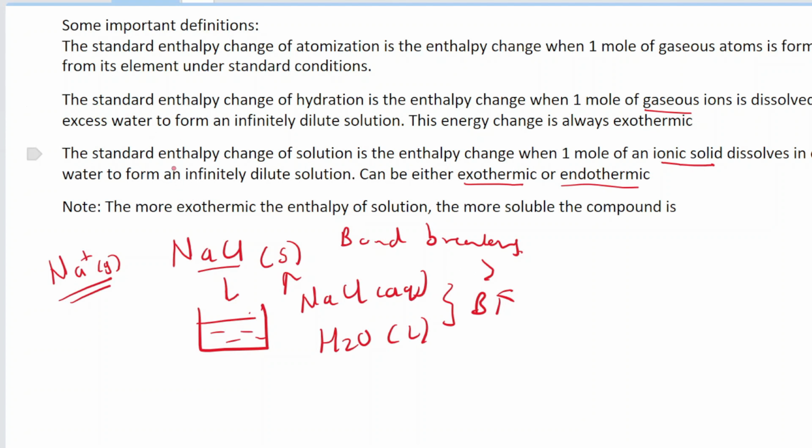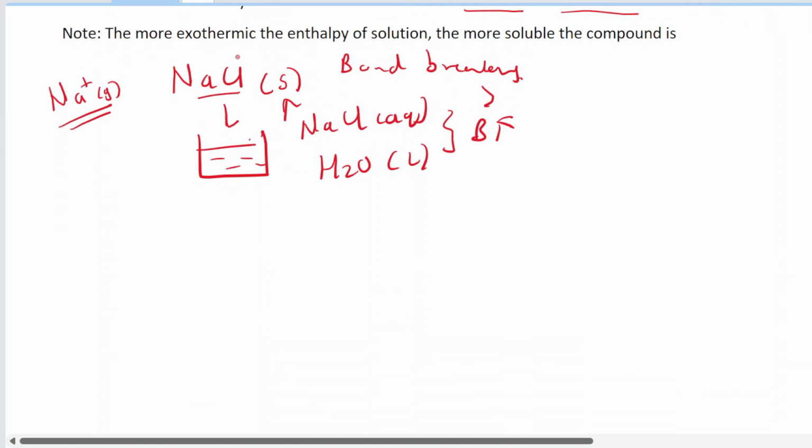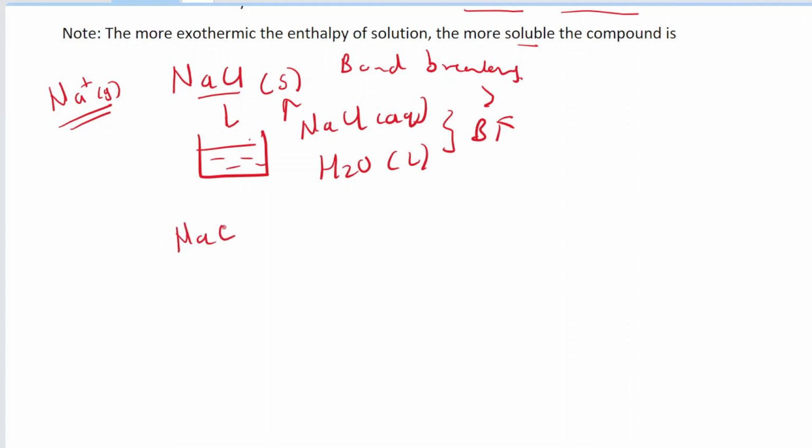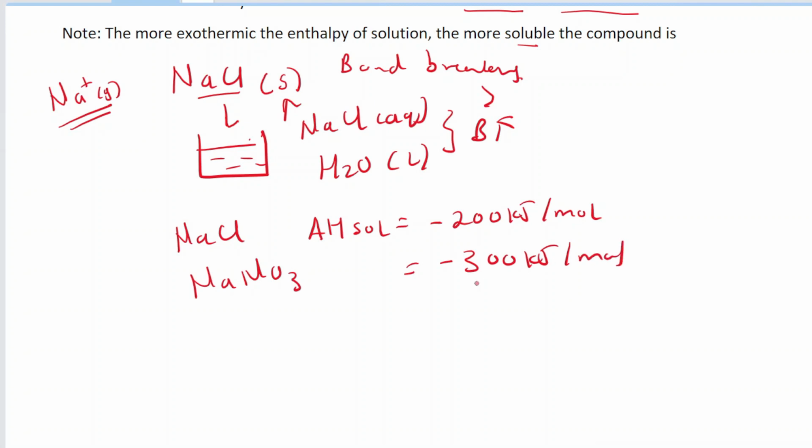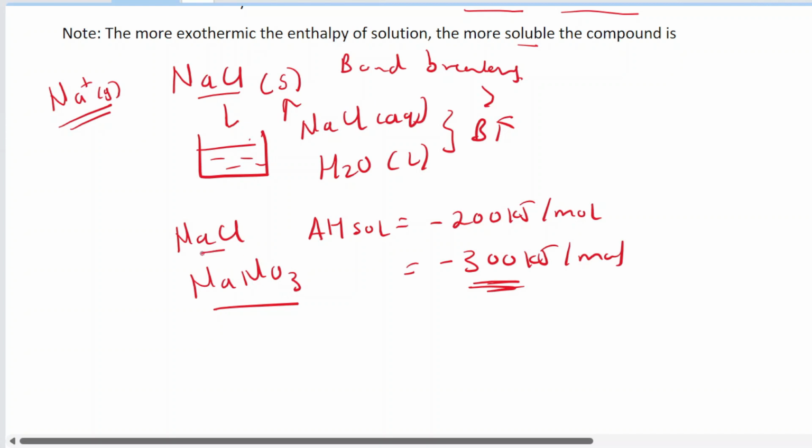Now, another important thing to note here is that the more exothermic the enthalpy change of solution is, the more soluble it is. So for example, let's say you have NaCl and its enthalpy change of solution is maybe negative 200. And if you have something more soluble than NaCl, let's say NaNO3, and it has a value of negative 300, if it's more exothermic, it basically means that sodium nitrate is much more soluble than NaCl.